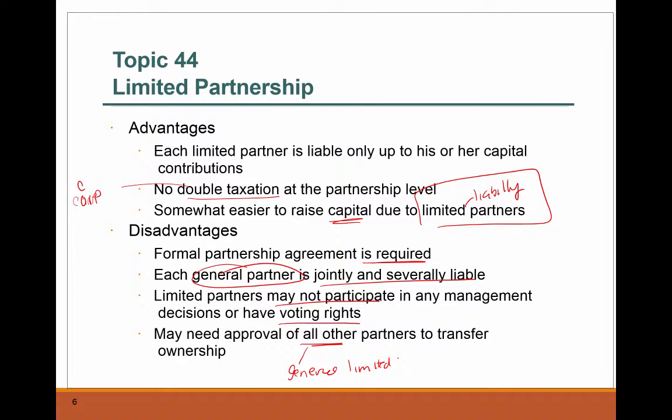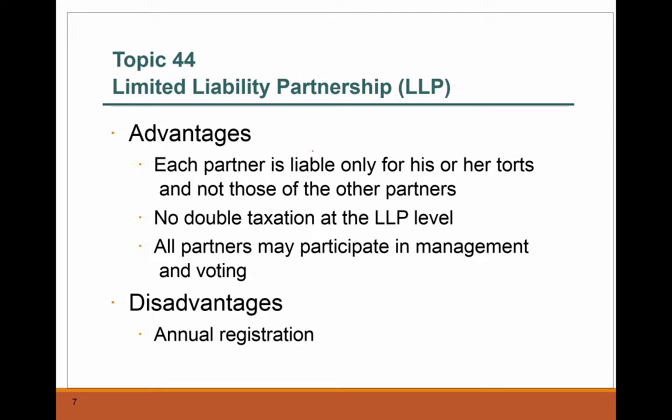So now we've discussed the sole proprietorship, the general partnership, and the limited partnership. Now let's do a limited liability partnership. So basically, the partner is liable only for his or her torts and not that of other partners. No double taxation, which we like, but all partners in this case may participate in management and voting. You might see LLPs and LLCs usually established for accounting firms. A disadvantage is that as an LLP, you have to have an annual registration with the state.